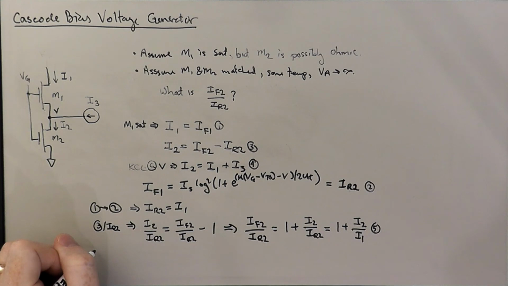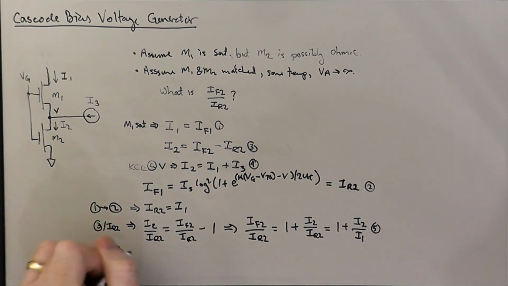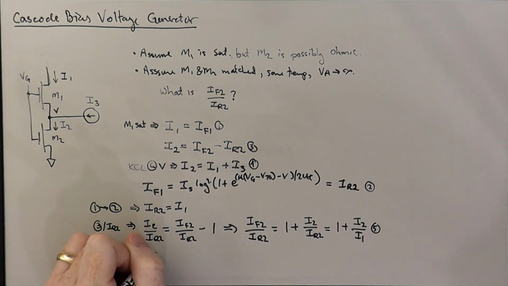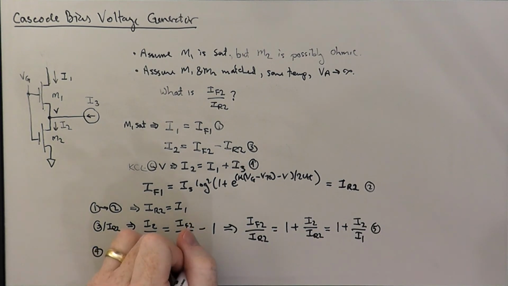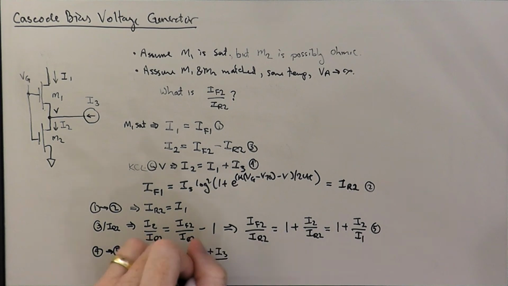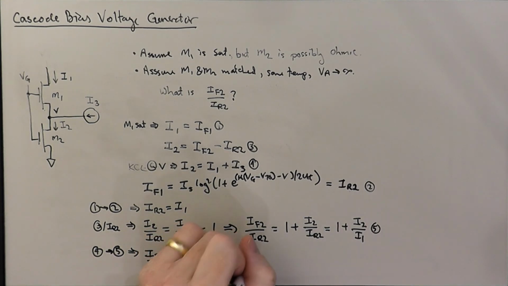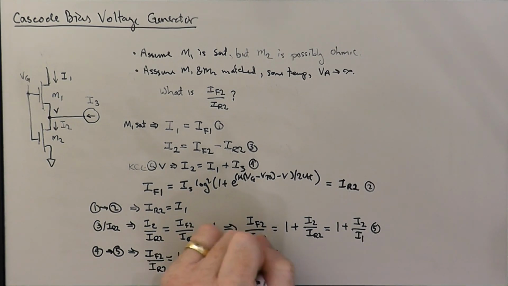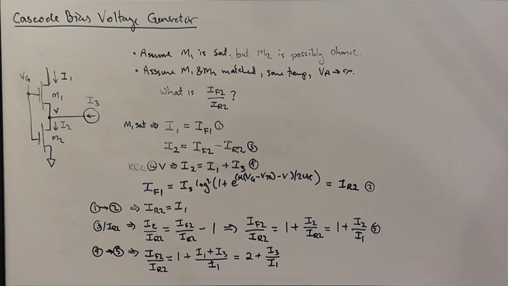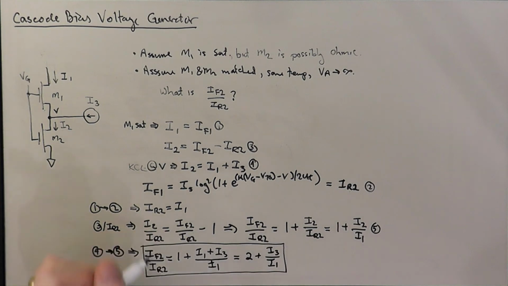if we plug equation 4, which is KCL, into 5, we find that the thing we're looking for, the saturation index of transistor 2, IF2 to IR2, in this particular case is equal to 1 plus I1 plus I3 over I1, which is equal to 2 plus the ratio of I3 to I1. Okay, so this is interesting.